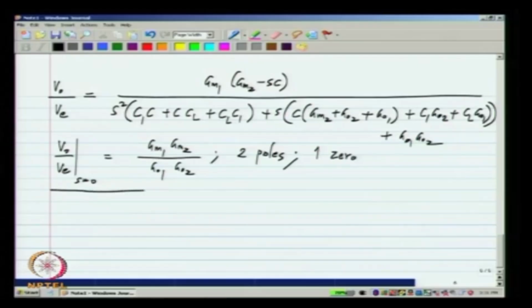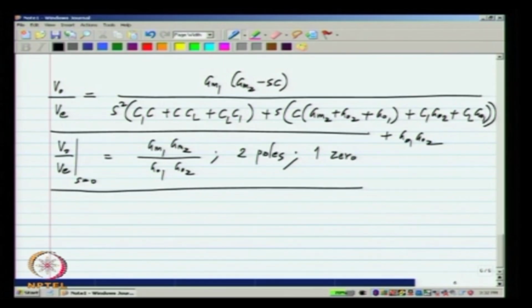So, the next thing is to figure out where the poles and zeros are, and then try to make sense out of them. First of all, the zero frequency is very easy. Where is the zero here? It is the value of s for which this term becomes 0, and the zero, which I will denote by Z1, equals plus GM2 by C. I explicitly write the plus because zeros can be in the right half or left half plane, and this happens to be in the right half s plane.